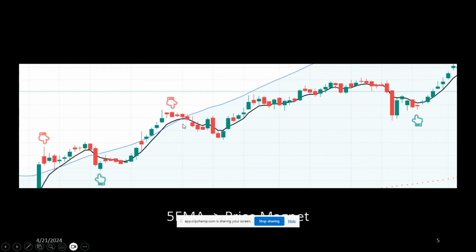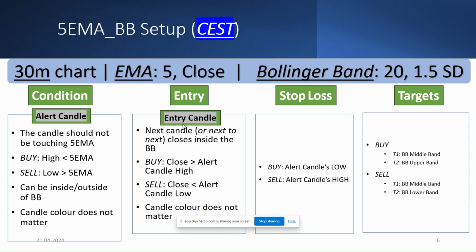This is one of the main ideas of our 5 EMA strategy, because price has to go down or has to move up to again come back to the 5 EMA. Okay. Now let us look into this Bollinger Band 5 EMA setup. Up to this point, in the first three slides, we have just given the concept. Now we are looking into the actual setup. Now the setup for intraday is a 30-minute chart.